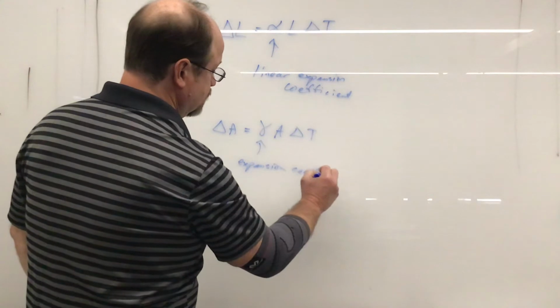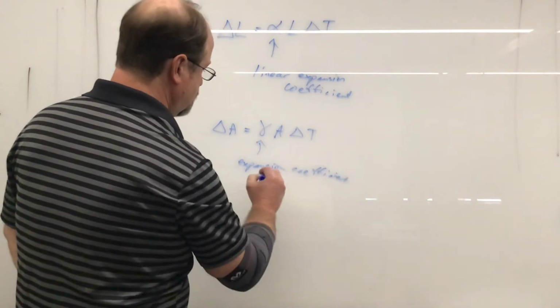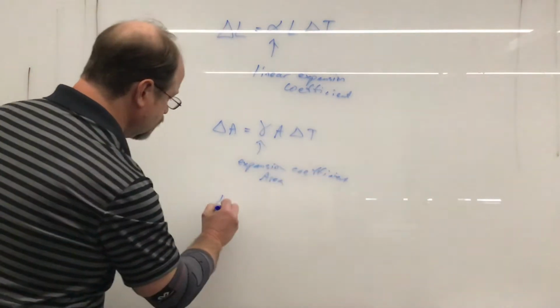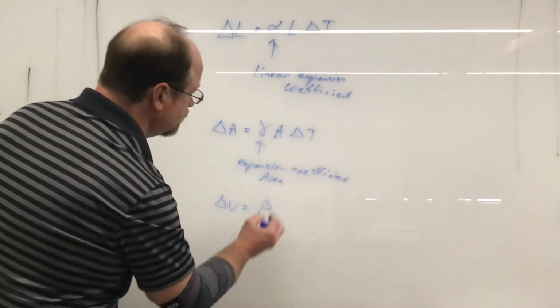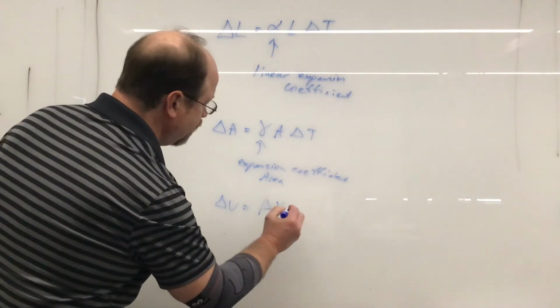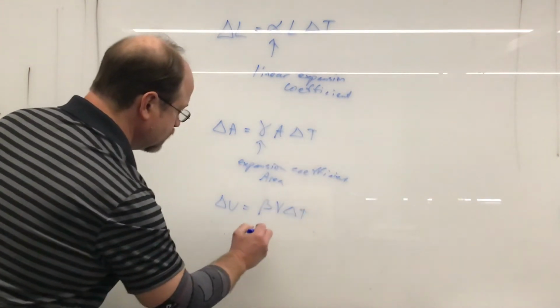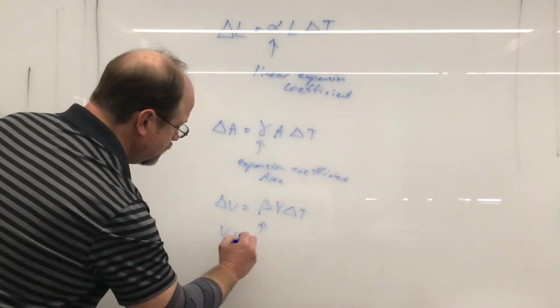So that's 2 dimensions. And there's also one for volume. And for that one they use beta. And it depends on how much volume you start with and the change in temperature. And that is a volumetric expansion coefficient.